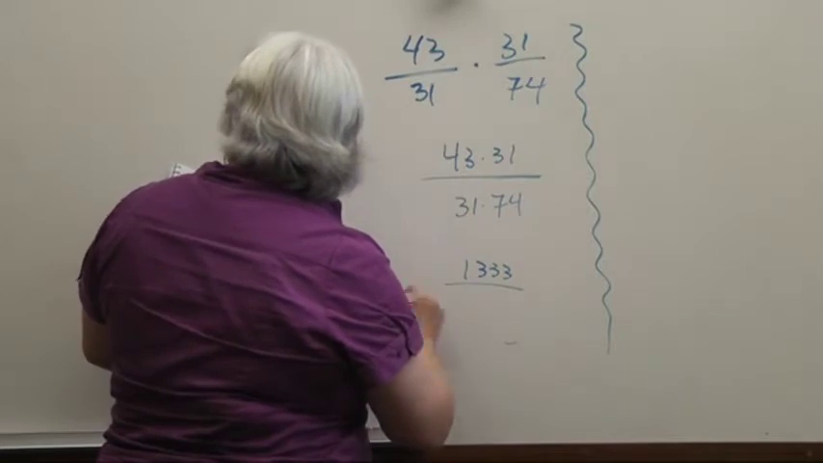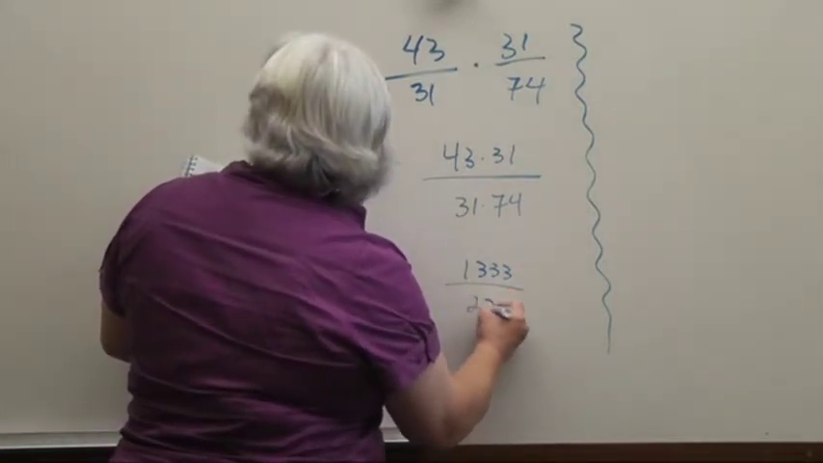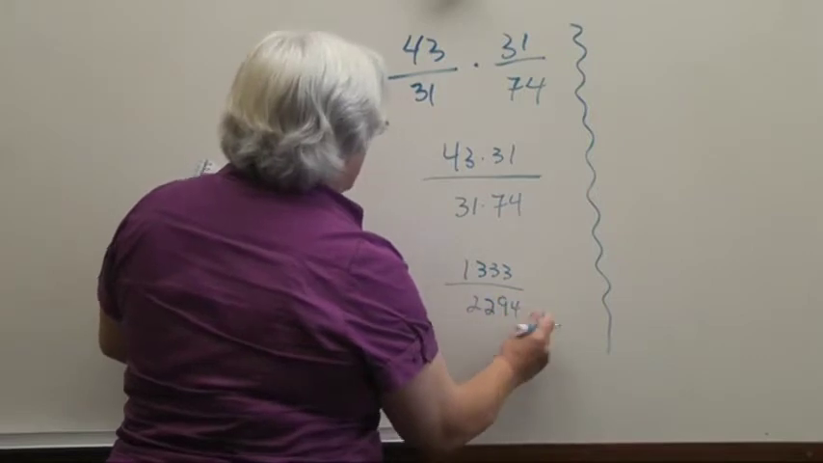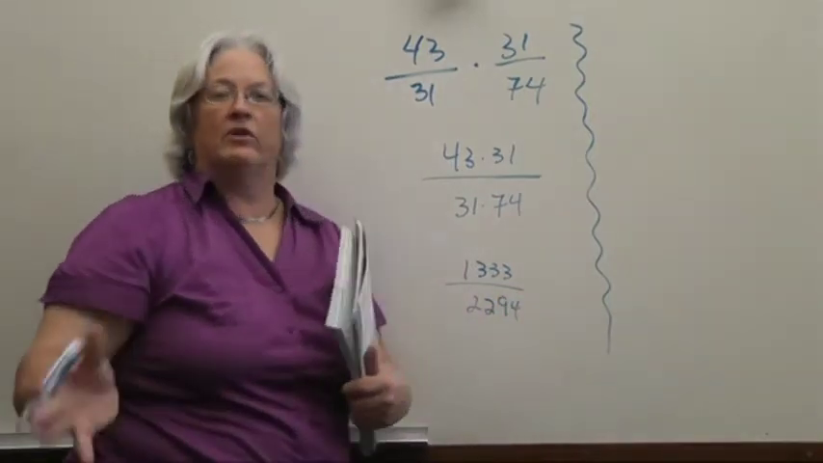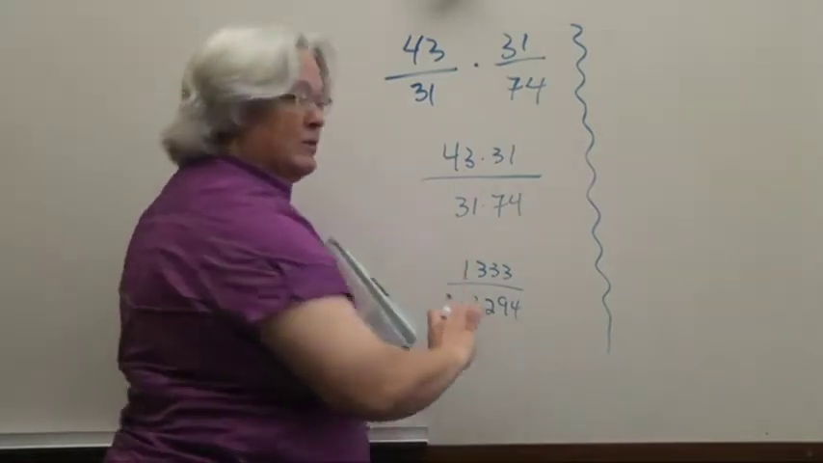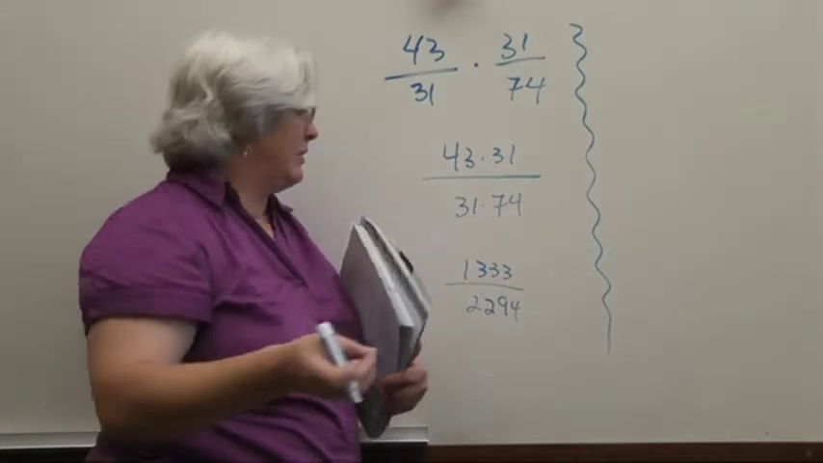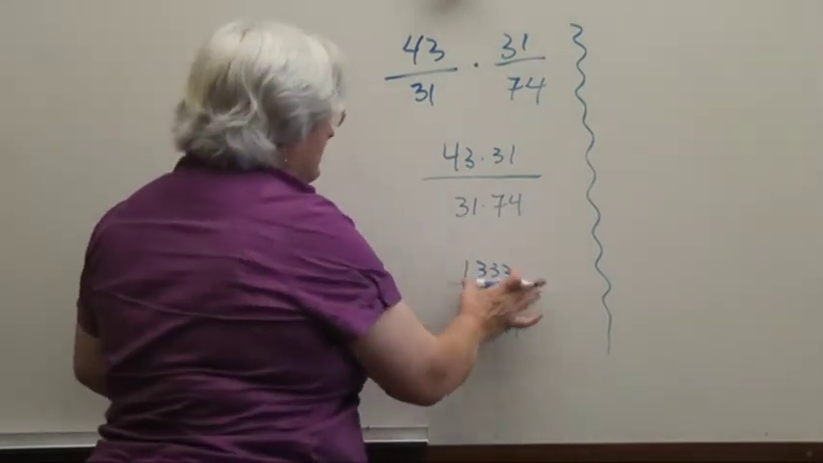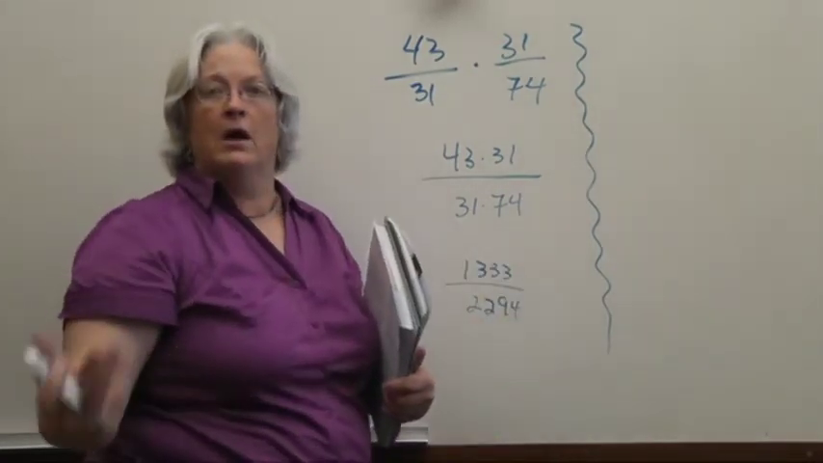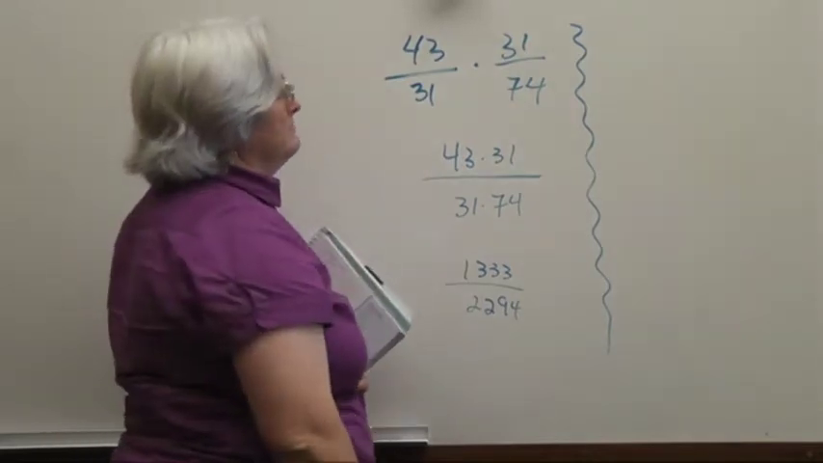1,333 divided by 2,294. And I can virtually promise you that in the scope of this class, if you have a huge number divided by a huge number, there's some sort of common factor involved there. So you're going to have to go through and prime factor the numerator, prime factor the denominator, and then cancel out common factors.